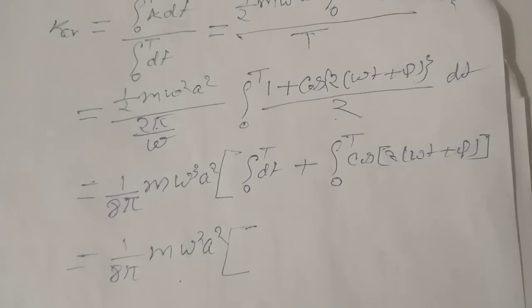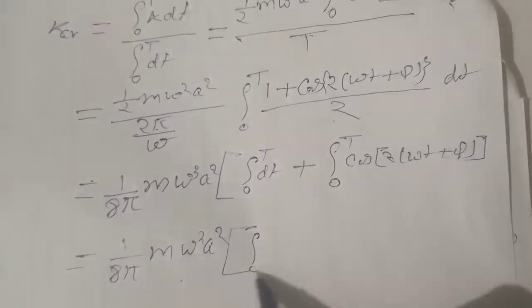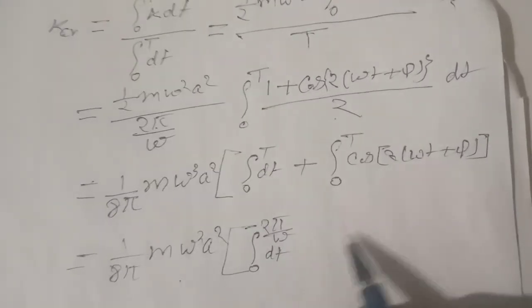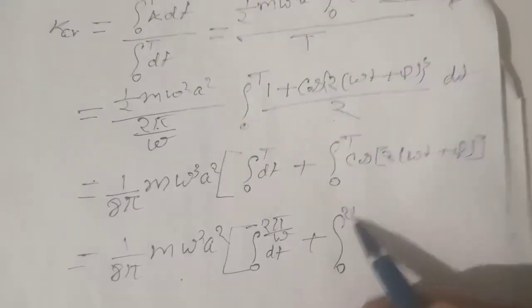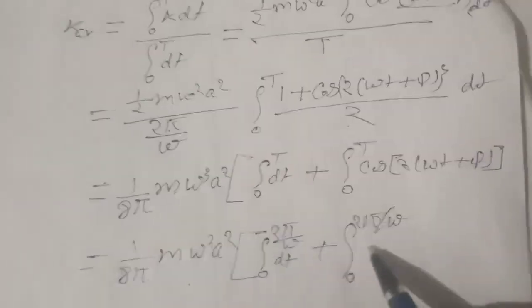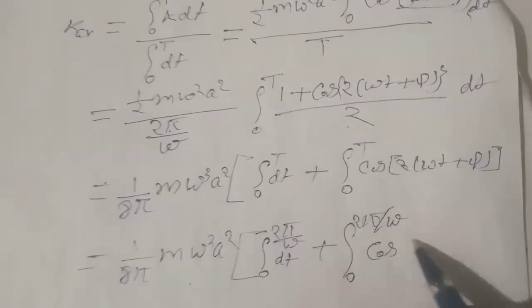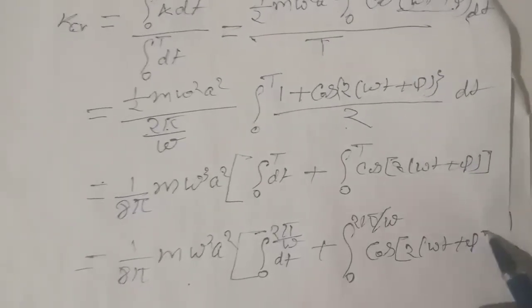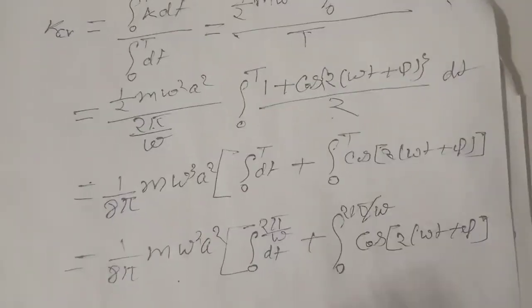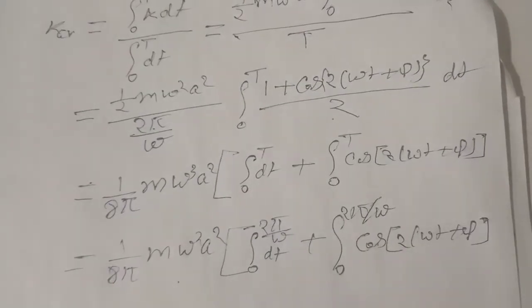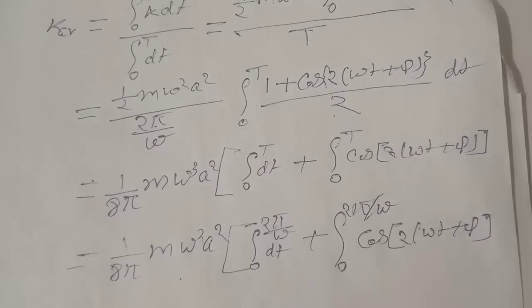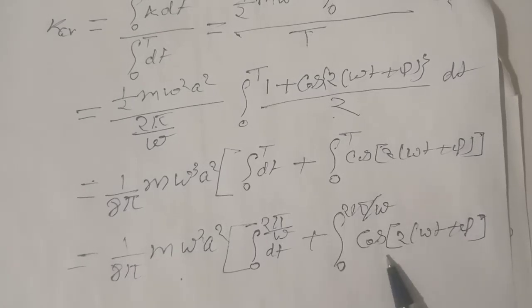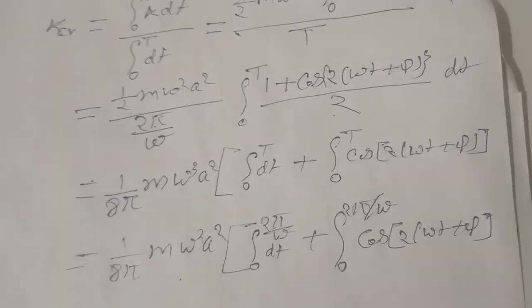Because we know that T equals 2 pi by omega, we can write this as the integral from 0 to 2 pi by omega of A dt, plus the integral from 0 to 2 pi by omega of cos(2 omega t plus phi). The integration of the cosine over one time period gives 0, so if we integrate and use this value, we will get 0.